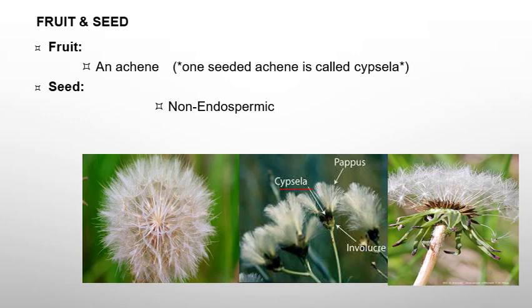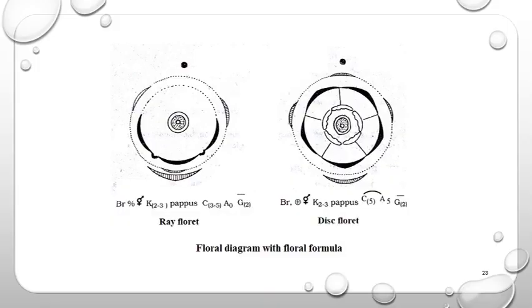Here we have the bracts that provide a sheath or cover, referred to as involucral, and then we have modified sepals that are called pappus. So here we have the floral diagram and floral formula of this family Asteraceae.